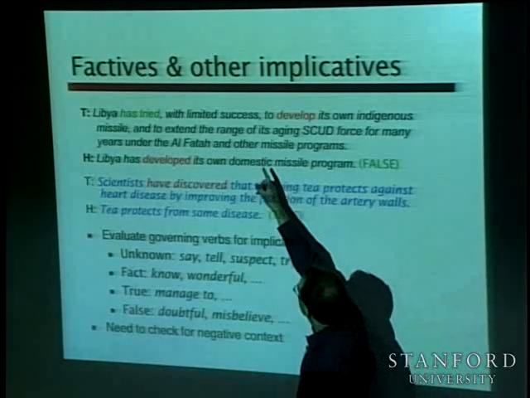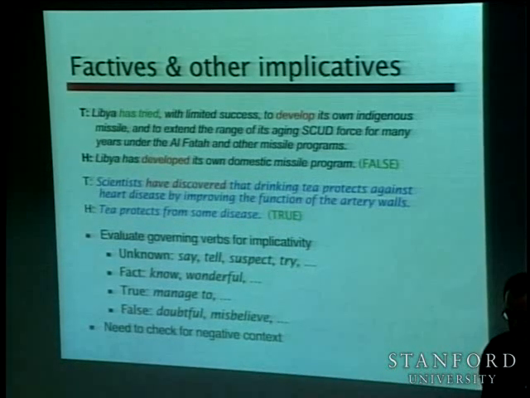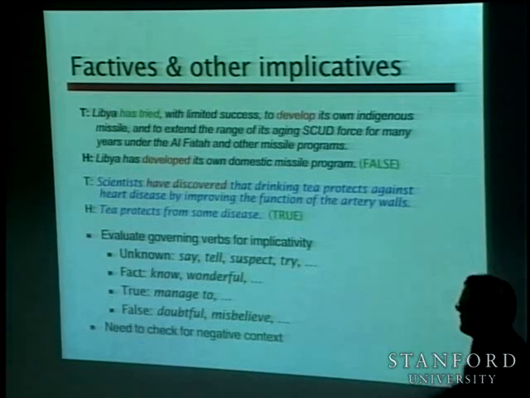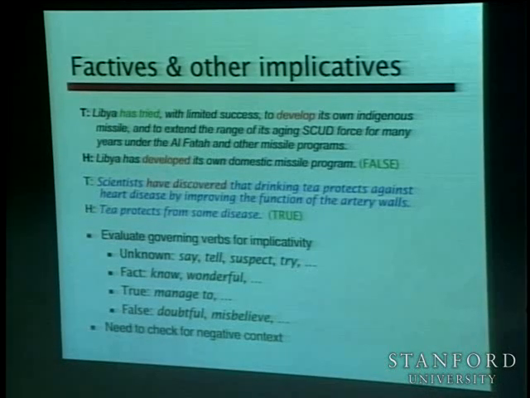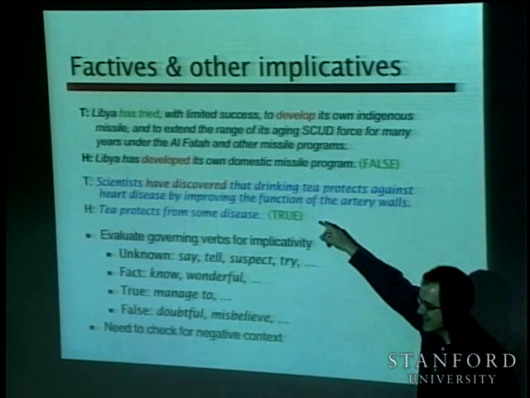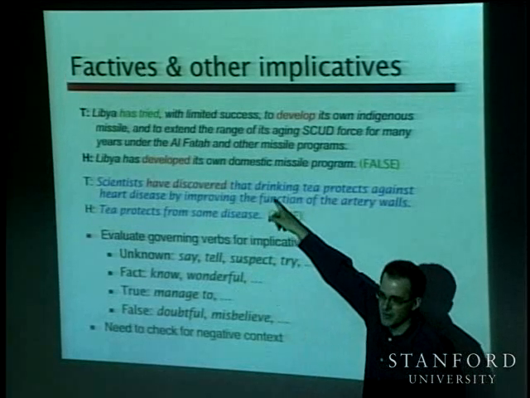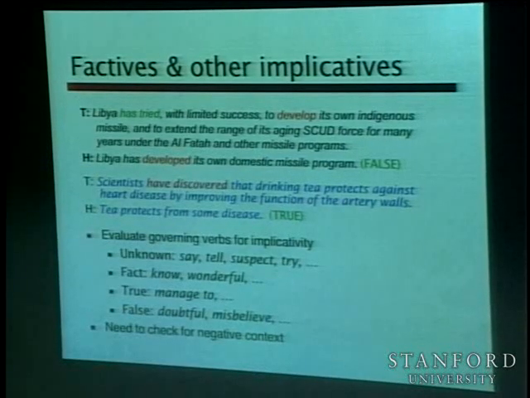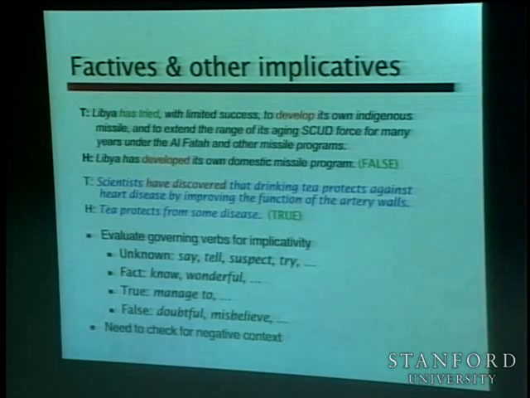But what you want to notice is that "has tried to" is what linguists call a non-factive verb, that the thing that is its complement is something that you can't assume to have happened. And so that contrasts with an example like this, where scientists have discovered that drinking tea protects against heart disease by improving the function of the artery walls. From that one, you want to be able to conclude that tea protects from some disease, because "discovered" is a factive verb, which means its complement is to be taken as true. And so we look at these embedding contexts and then a classification of verbs as to what kind of verb it is to decide what we can conclude.